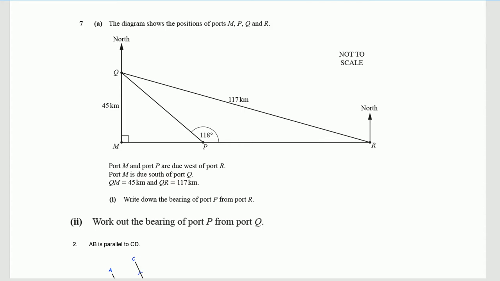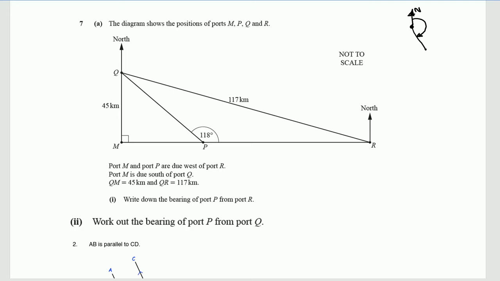In this question, we are asked to talk about bearings. Remember, a bearing is an angle measured clockwise from a north line. So whatever that angle is over there, that will be considered to be a bearing. Bearings are always given as 3 figure numbers. So if you had a bearing of, say, 20 degrees, we'd write 0, 2, 0.